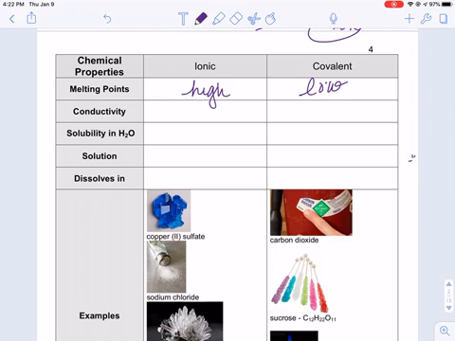Editing, at least. Conductivity. Ionic compounds will conduct if they're aqueous. And we did that. We put them in water. We put the little conductor things, my homemade conductor things that had the little LED light on them. Covalent compounds will not.